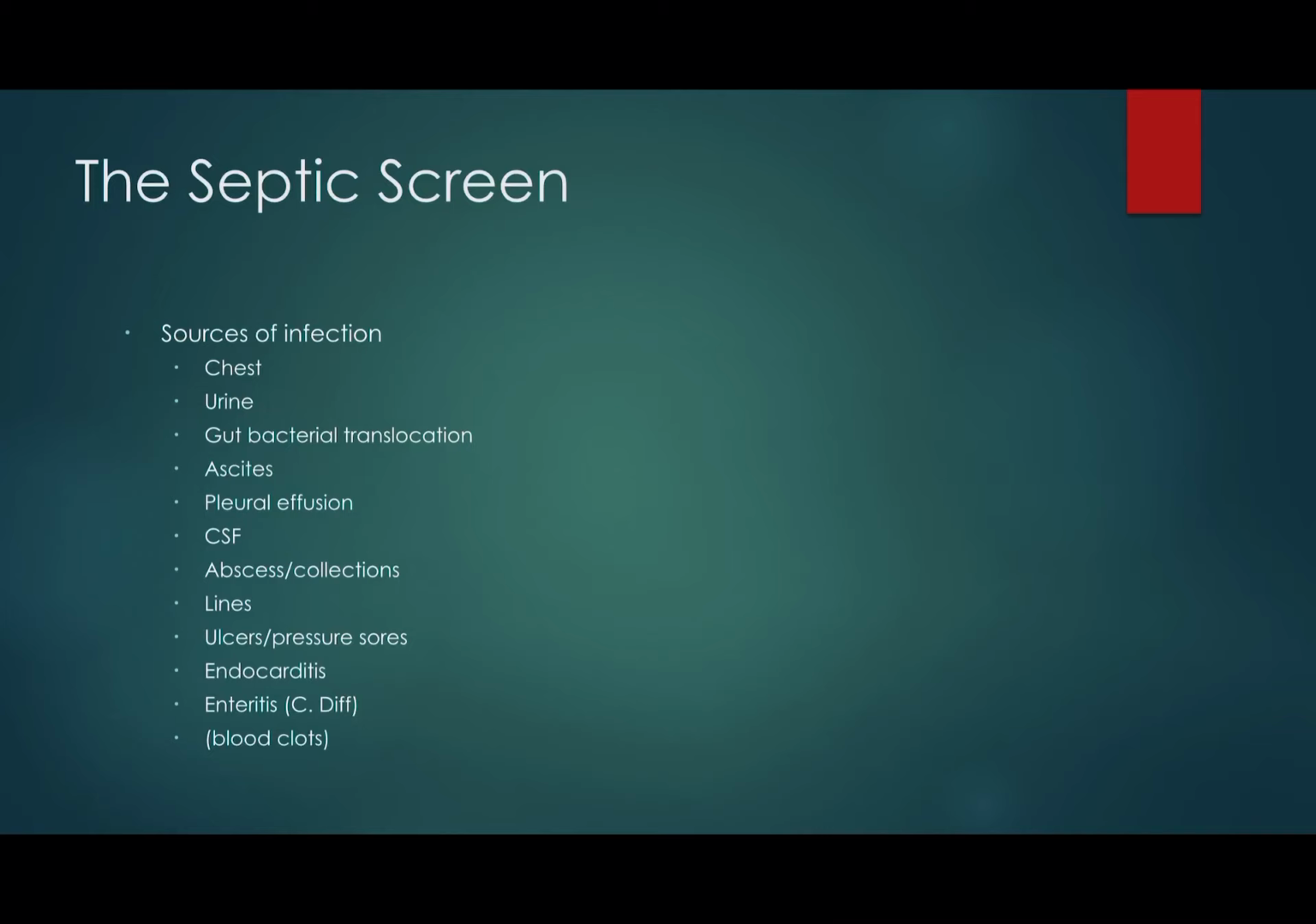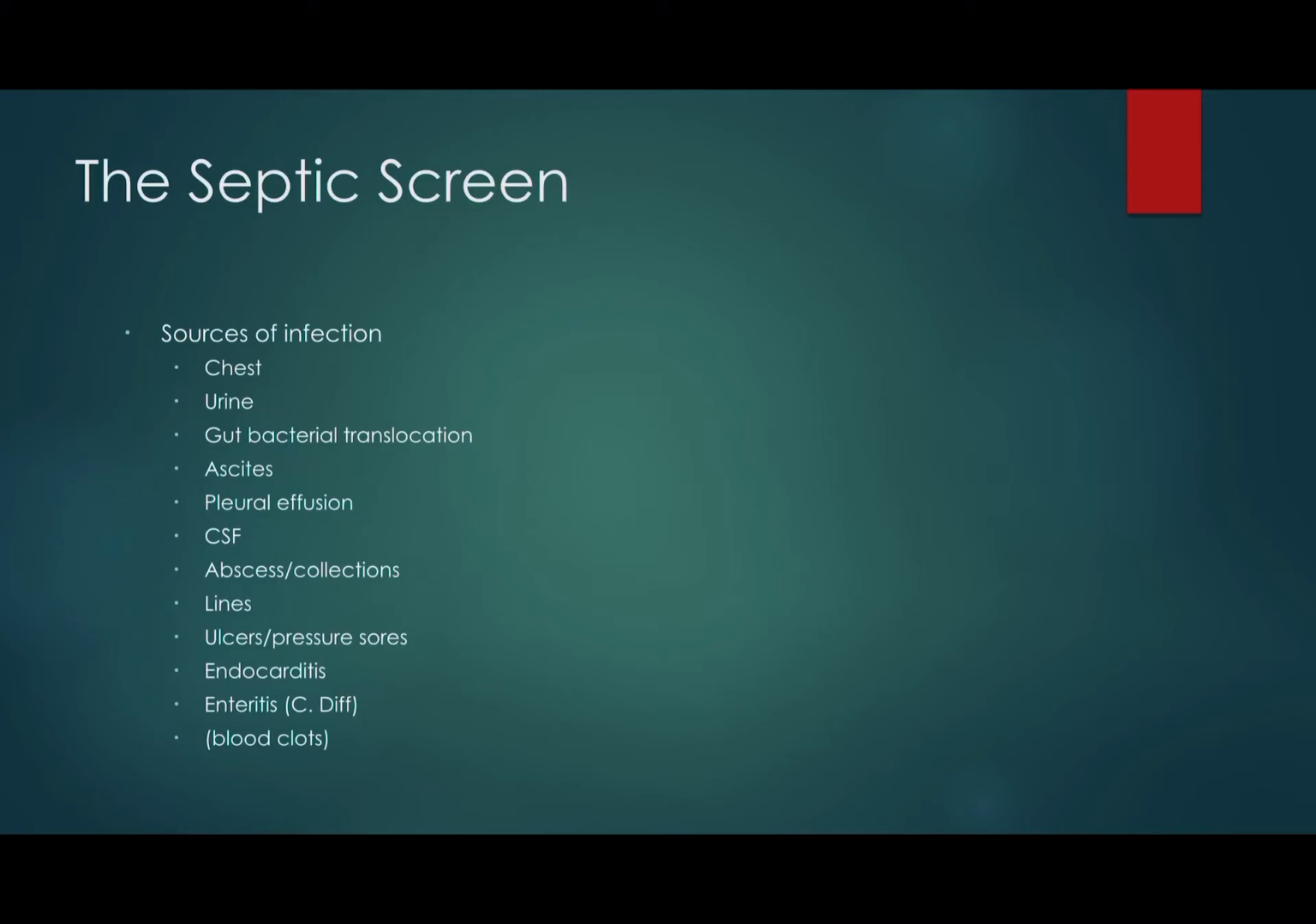Lines are a very common source of infection, and they should constantly be reviewed, both for whether they're necessary or not, and also whether they need to be changed. And in general, after 3 to 5 days, we should be thinking about changing central lines, and after 3 days, we should be thinking about changing peripheral lines if we can.